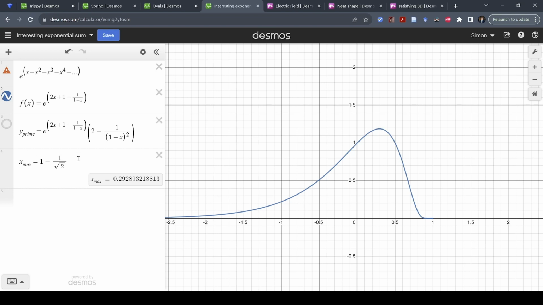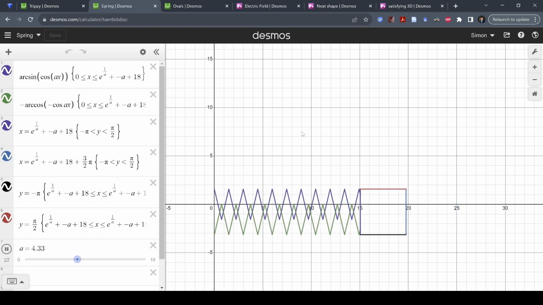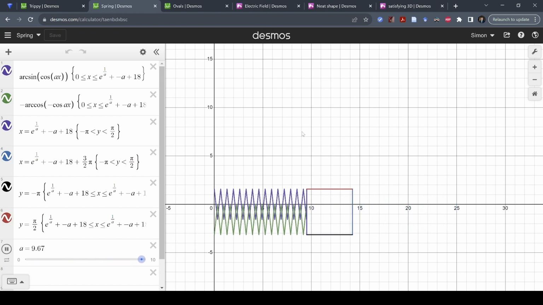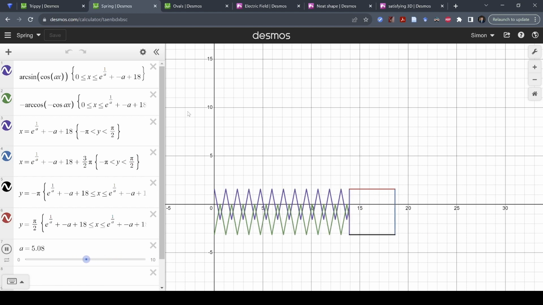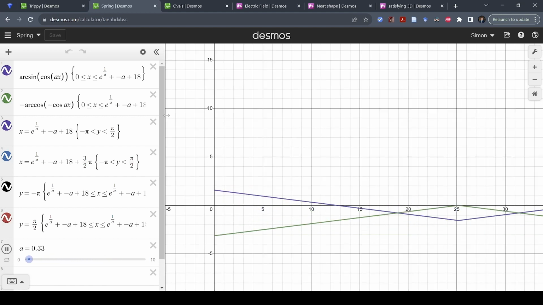I also did a little more math and found that the maximum value of this curve is at exactly 1 minus 1 over the square root of 2. That's this point up here, which I just think is cool. This is a graph of a spring that I kind of came up with for fun. I wasn't trying to make a spring, but I ended up making one. And I think it's really cool.